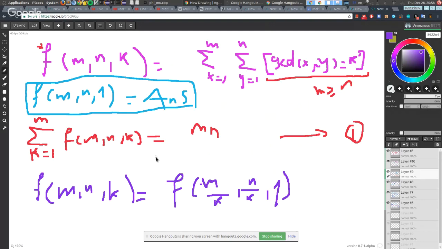So why is this true? Let's call this f of n over k. Let's say here we will round down. It doesn't matter if we round down, if we floor. So this is a function f that we define to be equal to this expression.